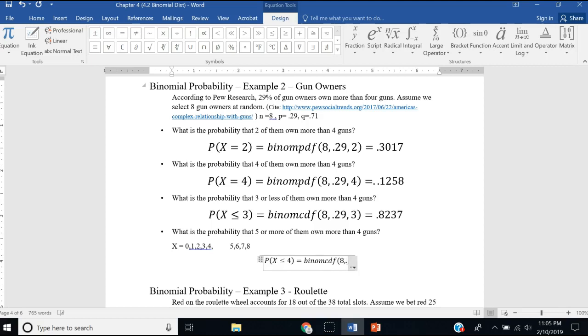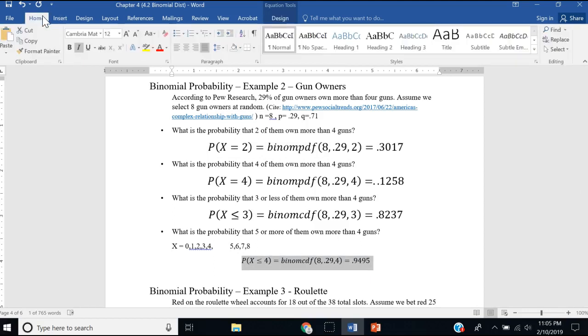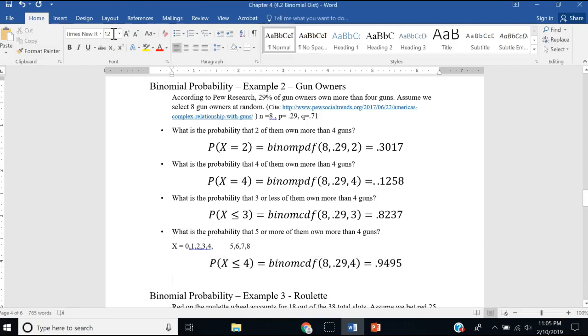8, 0.29, 4. Type that into our calculator, 0.9495. I'm going to increase that font a little bit. There we go. So probability of that, again, don't forget that's the complement.